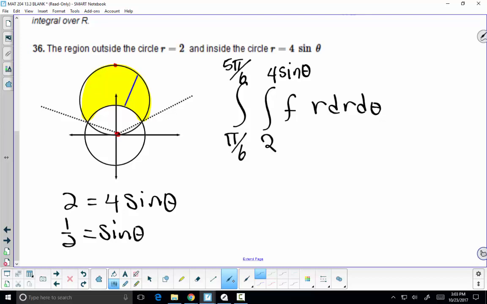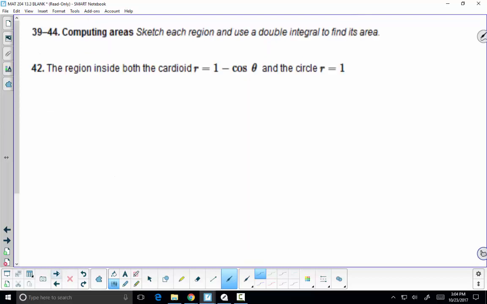Bada bing. That is cool. We're solving for theta in? For the outer ones? Okay, yeah. Exactly. All right. So polar is not so bad. Right? It's not too bad, until you get to cardioids.